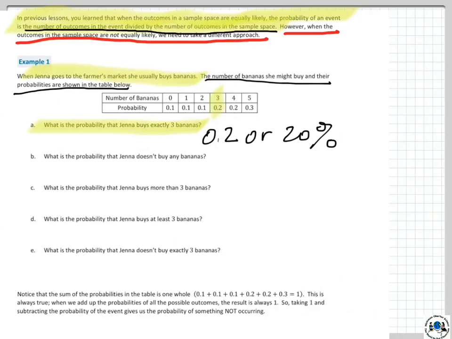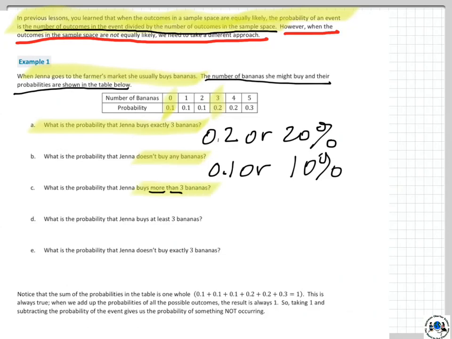Okay, you're back. Let's go ahead and finish this up and see what you did. B, what is the probability that Jenna doesn't buy any bananas? You can see my 0 column there, and that is a 0.1 or 1/10 or 10% chance that she will come home with no bananas.